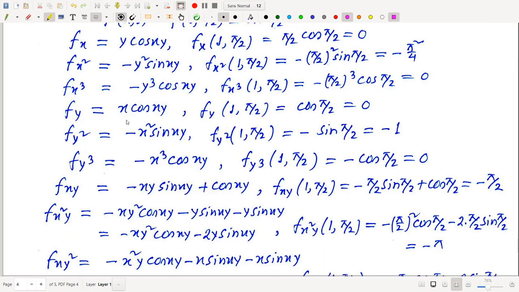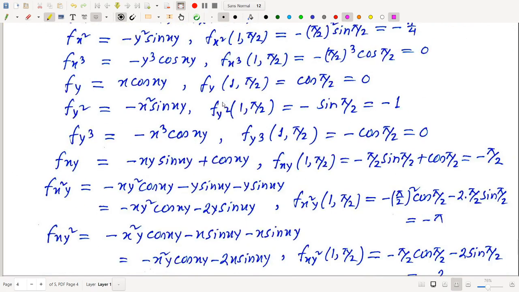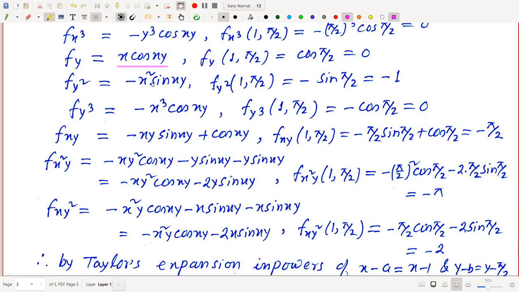Then f suffix y: sin xy, if we differentiate partially with respect to y, then x is constant. So it will be x into cos xy. And cos pi by 2 is 0, that's why at the point (1, pi by 2) this value is 0. Again if we differentiate with respect to y partially, we get another x, and cos will become sine with a minus sign. So minus x square sin xy, sin pi by 2 is 1, that's why minus 1 is the answer. X is 1.